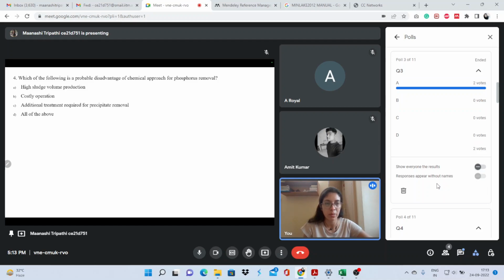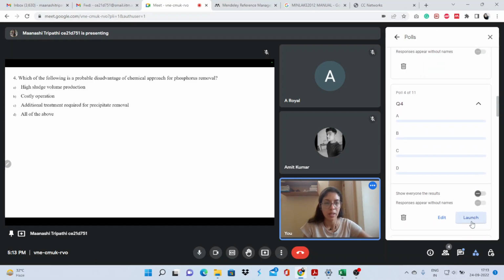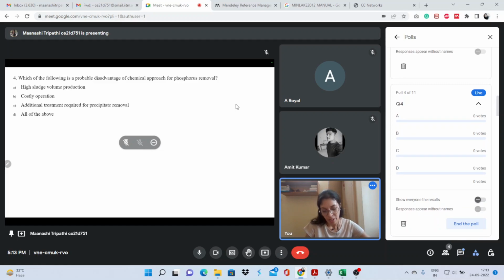This is question number 4, and the polls for question number 4. Which of the following is a probable disadvantage of chemical approach for phosphorus removal? We are talking about disadvantage. Mostly we use a chemical approach for phosphorus removal. So what is the major disadvantage of this? High sludge volume production, costly operation, additional treatment, or all of the above?